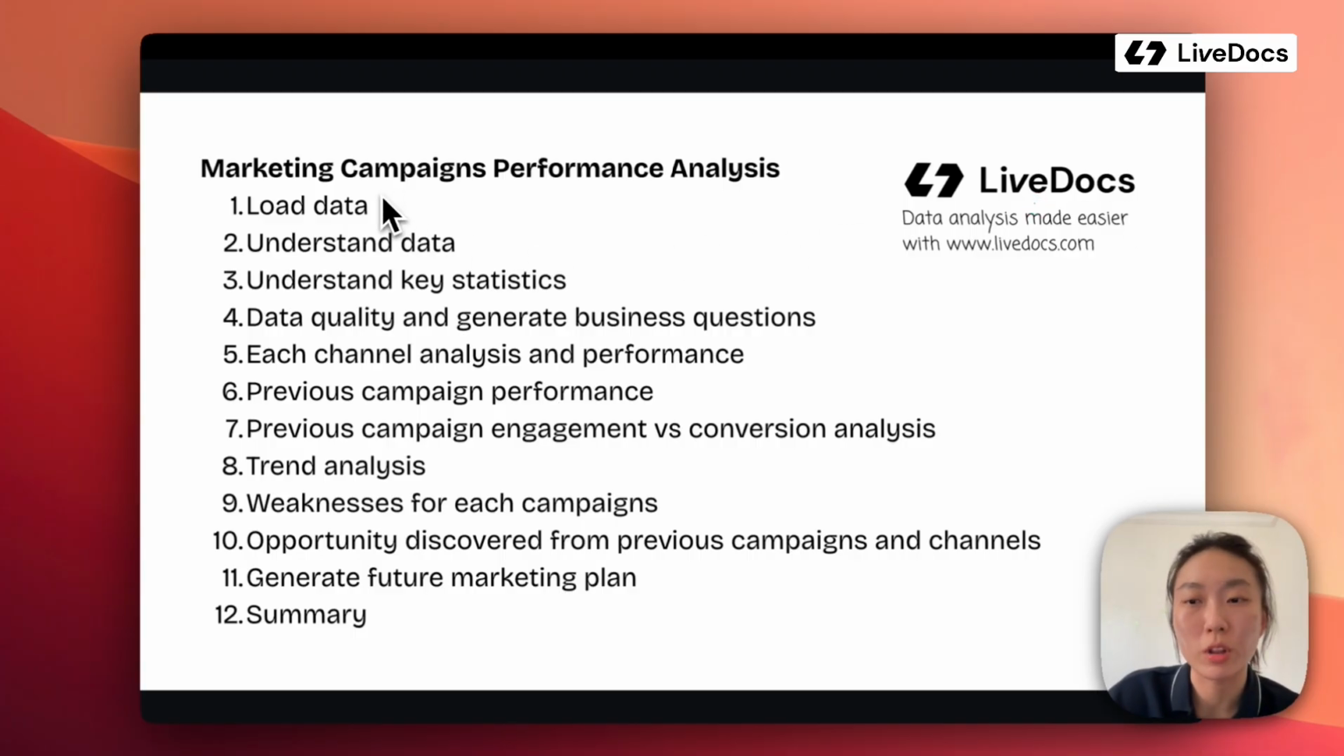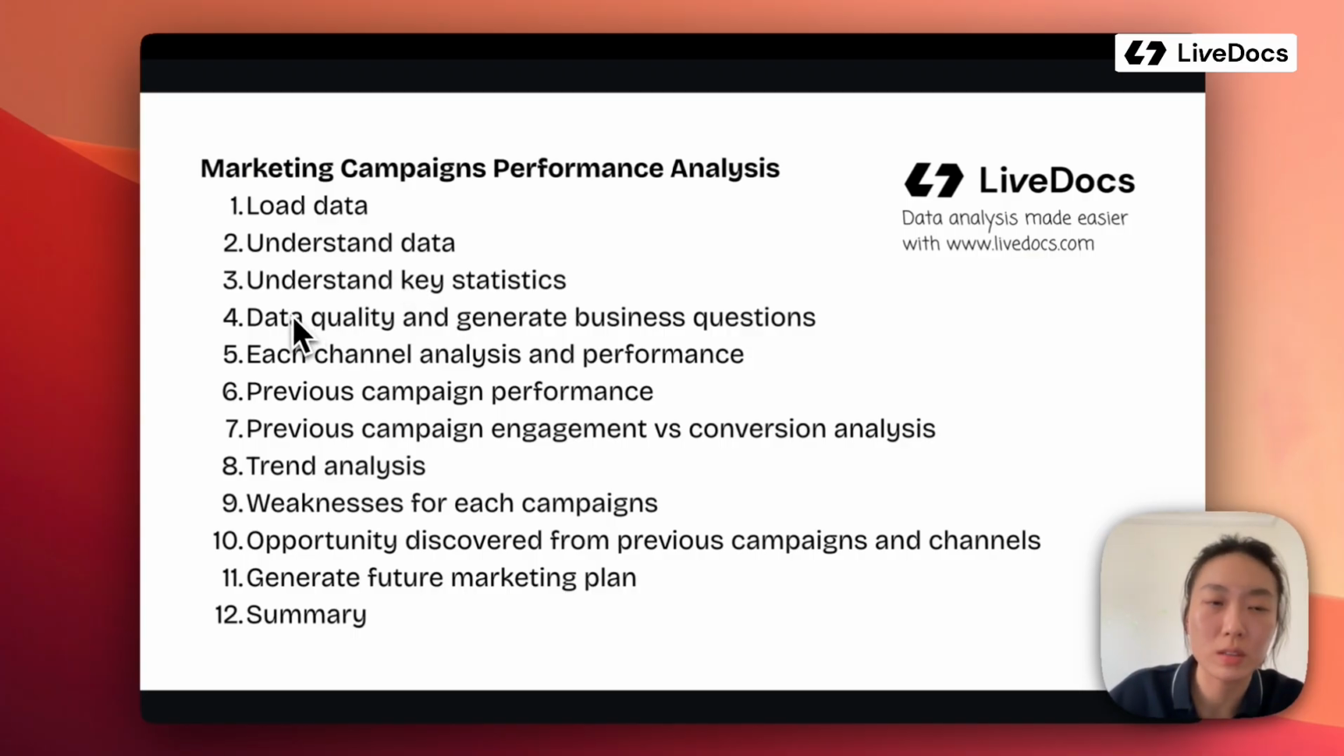So first we have to load the data in CSV file. I combine the data from Instagram, from Facebook, from the channels that I'm using. And also after that, we need to understand the data. We need to get to know, are there any missing data? What the data looks like, what data is included, the format of the data, any missing values we need to handle. Next, we need to understand the key statistics, for example, the mean, the median, the statistic value for each column of the data.